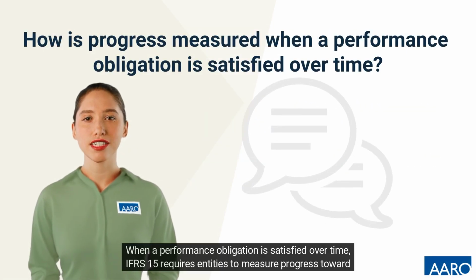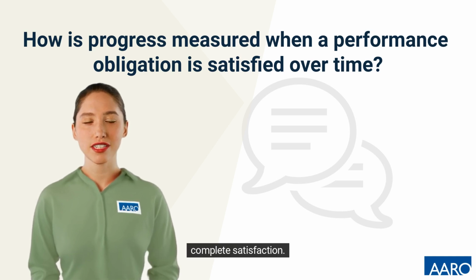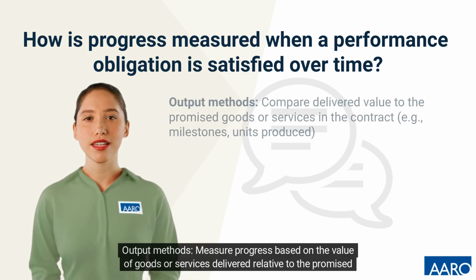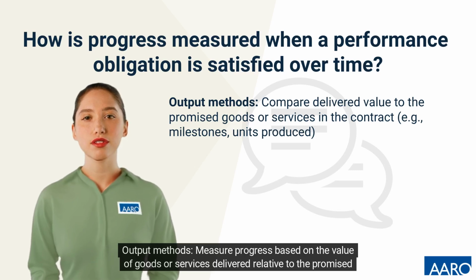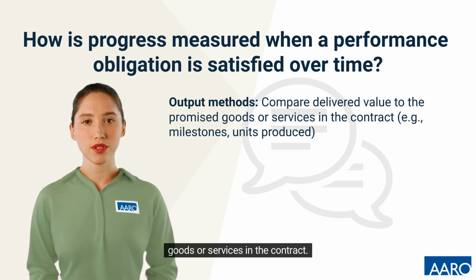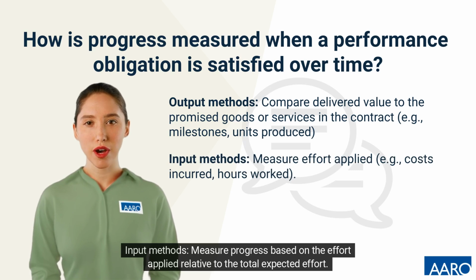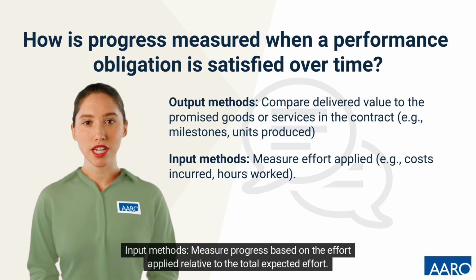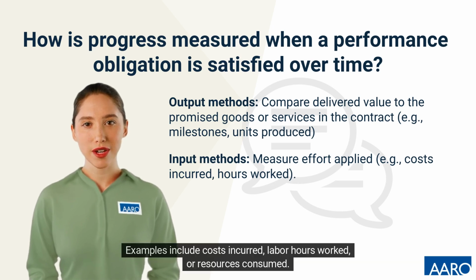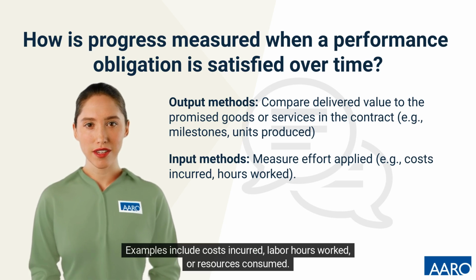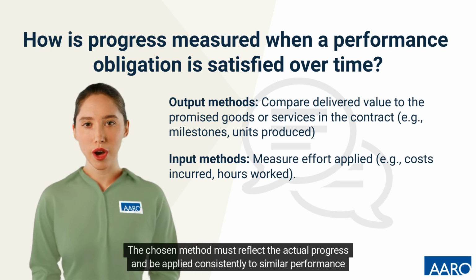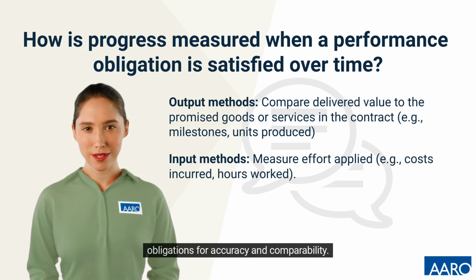When a performance obligation is satisfied over time, IFRS 15 requires entities to measure progress toward complete satisfaction. Two methods are provided. Output methods measure progress based on the value of goods or services delivered relative to the promised goods or services in the contract. Examples include milestones reached, units produced, or appraisals of results achieved. Input methods measure progress based on the effort applied relative to the total expected effort. Examples include costs incurred, labor hours worked, or resources consumed. The chosen method must reflect the actual progress and be applied consistently to similar performance obligations for accuracy and comparability.